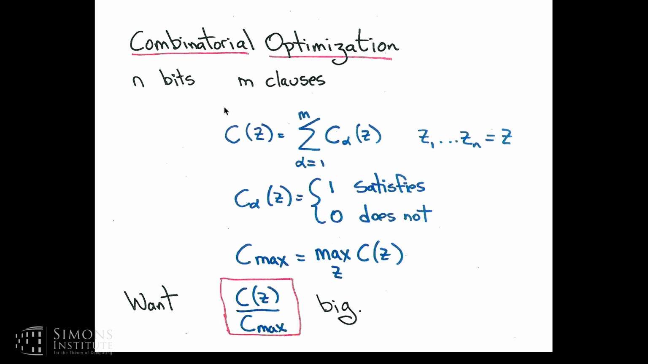The goal in combinatorial optimization is to find the maximum of that function. And of course, that's the mother of all NP-complete problems, so finding an efficient algorithm for that is a very ambitious goal. What we're going to be interested in is something a little less ambitious, which is finding a good approximation. That means we want an algorithm that outputs a string such that C of z over C max is big, and we'll have to talk about what that means. That's called approximate optimization. And please interrupt me if you don't understand something.